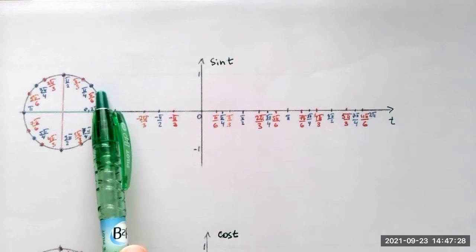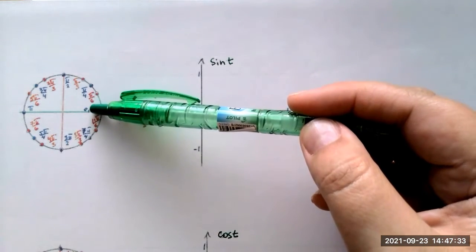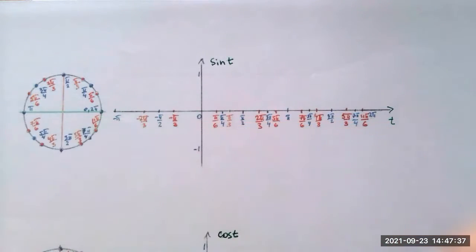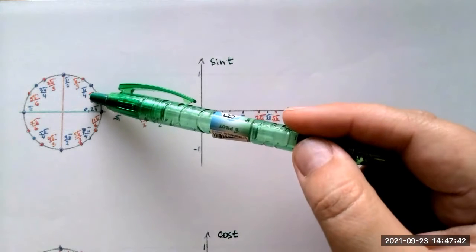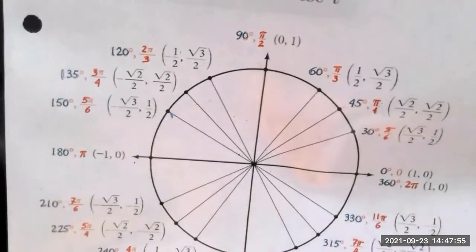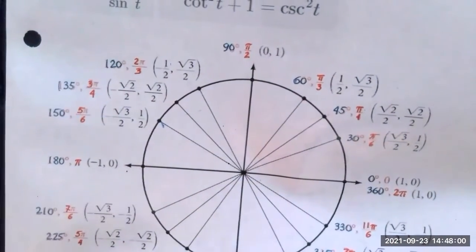And what does the y-coordinate represent? The y-coordinate represents how high above or below the horizontal axis your point is. So that's what the y-coordinate is. It's your height above the horizontal axis. What I'm going to do now is look at my unit circle right here, and write down only the y-coordinates so it doesn't get too busy.